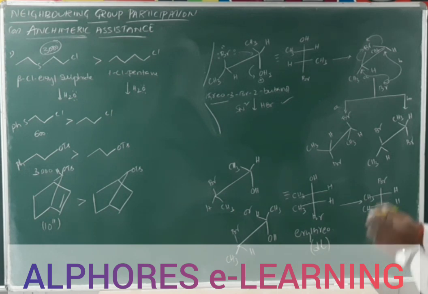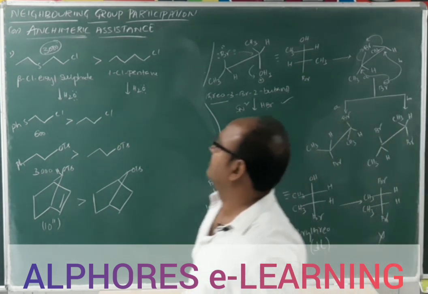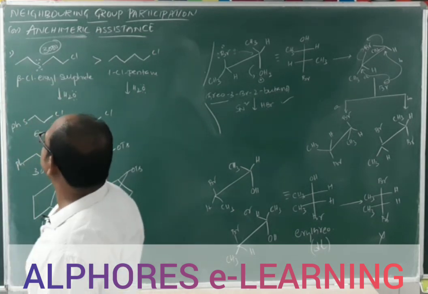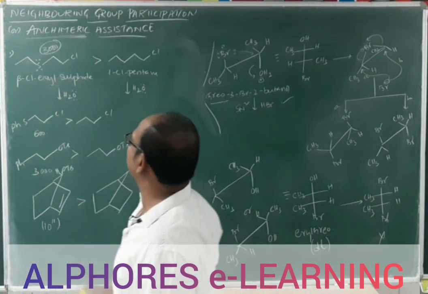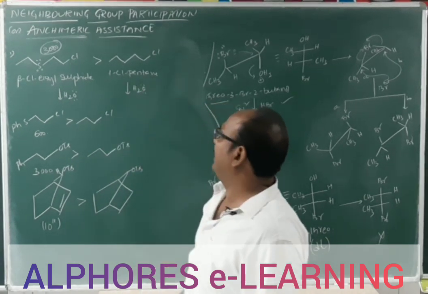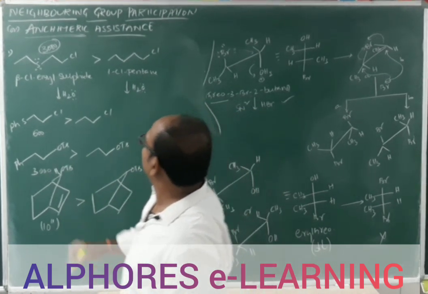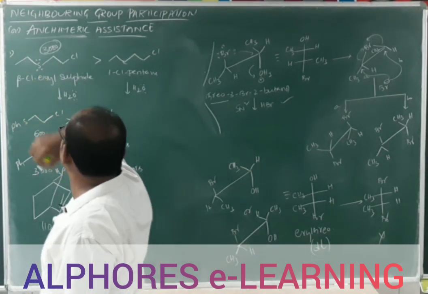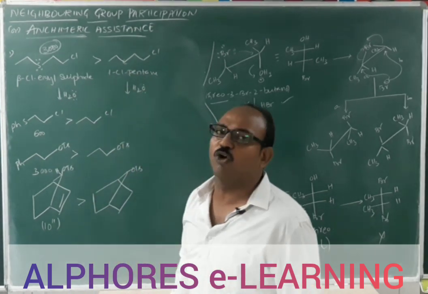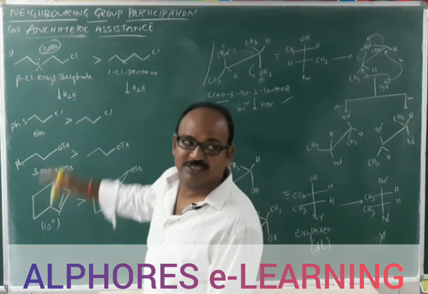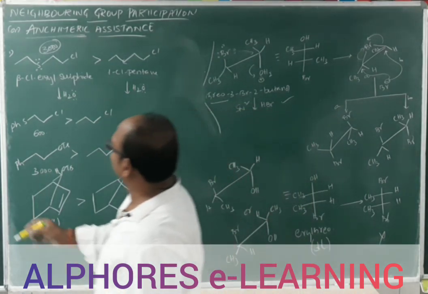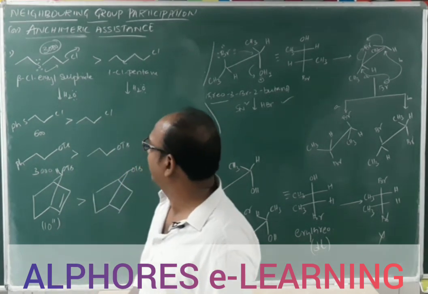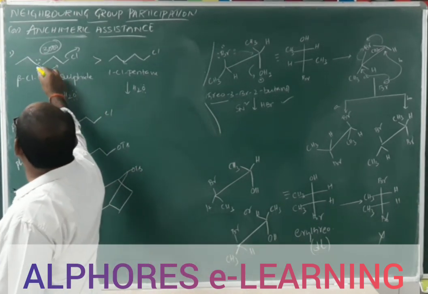Now not only this, even sulfur also acts as a neighboring group. Consider solvolysis of beta chloroethyl sulfide and 1-chloropentane. It looks the same, but here instead of the third carbon, sulfur is there. Carbon does not possess any lone pair of electrons, but here sulfur possesses two lone pairs of electrons. Now one of the lone pairs will be donated to the carbon containing the leaving group Cl. Here you get the product.